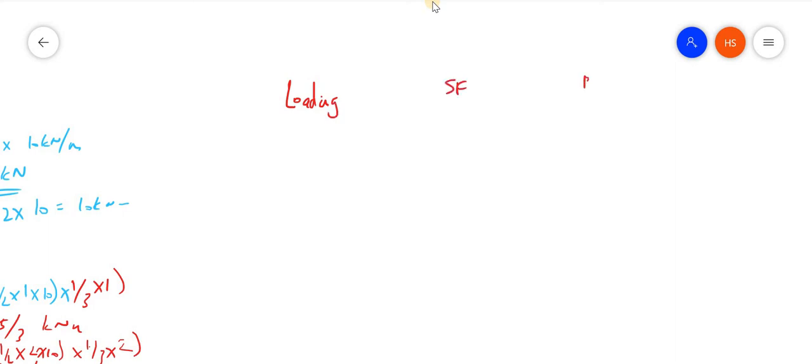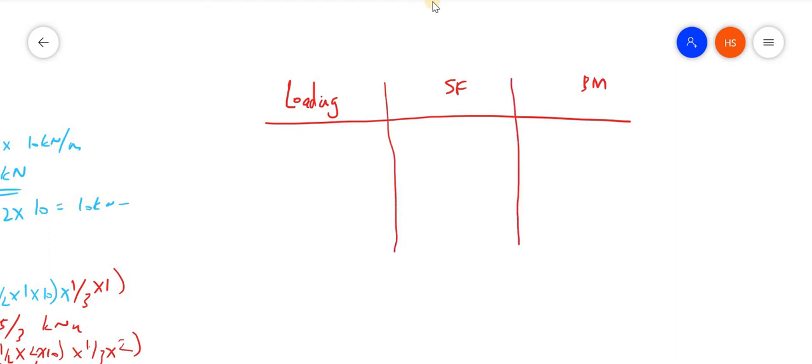shear force and bending moment. So just to understand, first one, it is the point load or concentrated load. Shear force will be straight, bending moment will be linear. Next one, it is the UDL. Here shear force will be linear, but the bending moment will be parabolic.